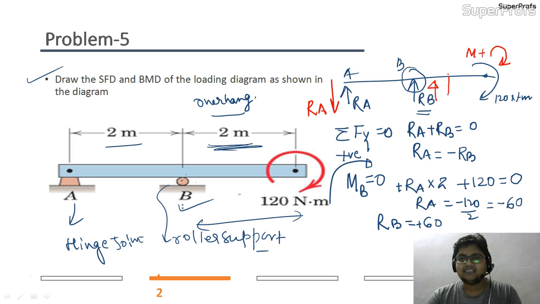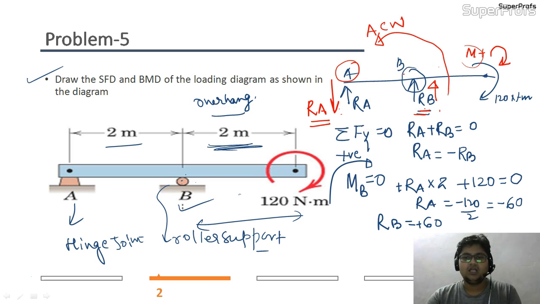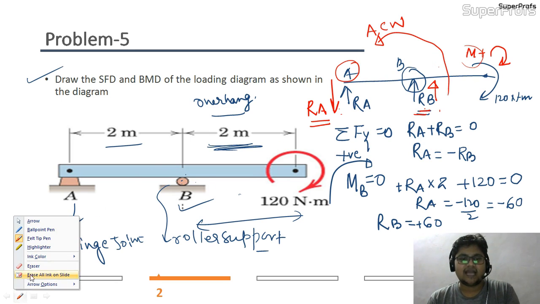So the reaction should be in such a manner that it produces an anti-clockwise moment. It will only be possible if at RB, meaning at B position, the force is acting vertically upward and at A position it is acting downward. So these two forces will form a couple in the anti-clockwise direction which will resist the moment M. Now I will tell you a shortcut to find this reaction.